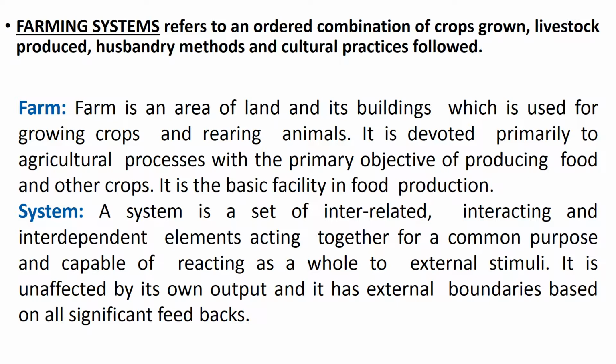Farming system, or in general system, means a set of interrelated, interacting and interdependent elements acting together for a common purpose and capable of reacting as a whole to external stimuli. It is unaffected by its own output and it has external boundaries based on all significant feedbacks.